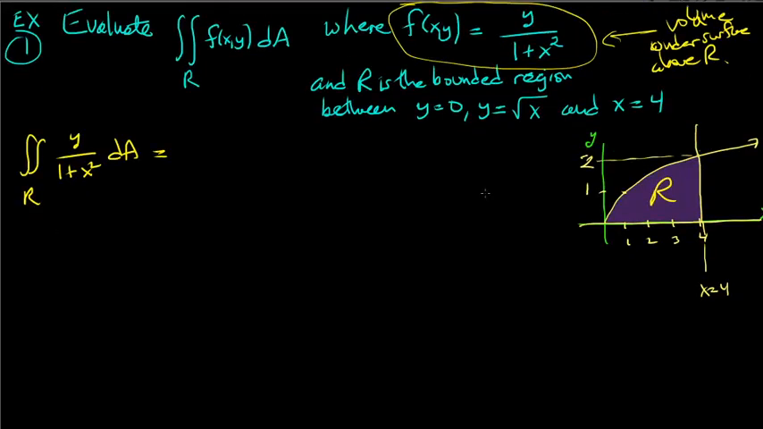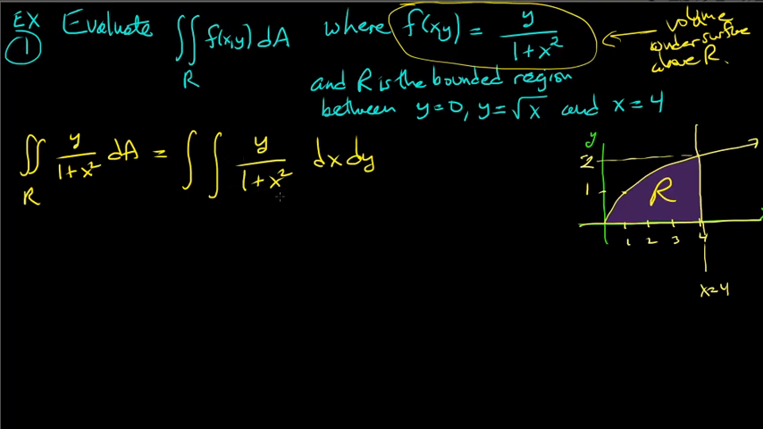Right, so now we have to decide, do we want a horizontally simple region or a vertically simple region? And I think it just comes from, do we prefer dy dx or dx dy? So if we integrate dy dx, we have to integrate y, which is just 1/2 y squared, right? And that might work. If we do dx dy, we have to integrate 1 over 1 plus x squared.